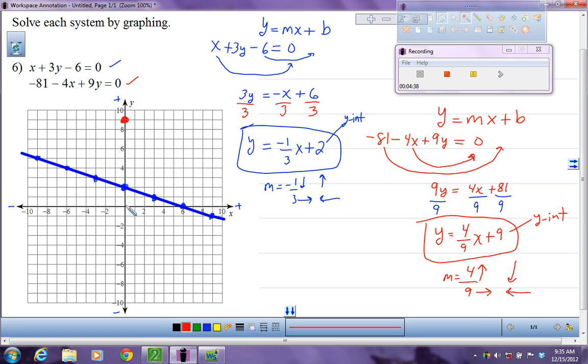1, 2, oops, from here, sorry. 1, 2, 3, 4 down and 9 to the left. So now I can connect those two. Connect the dots. And it looks like our intersection, or our intersecting point, is that one there. So that means that our answer is negative 9, 5. In other words, your x is negative 9 and your y is 5.